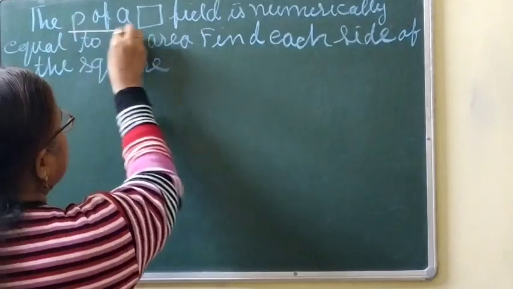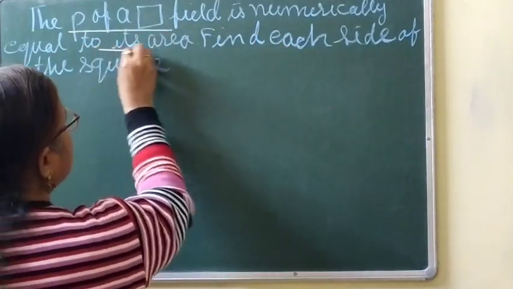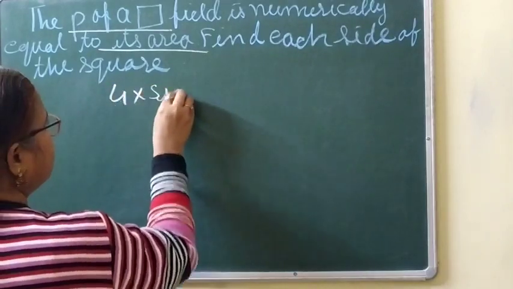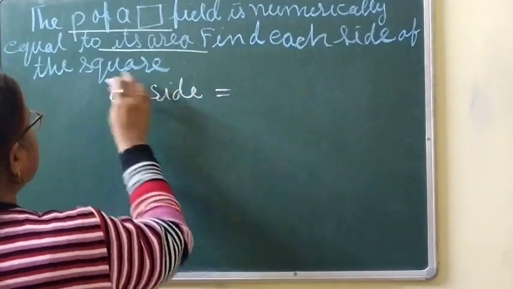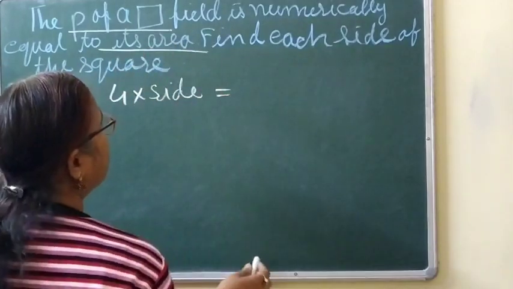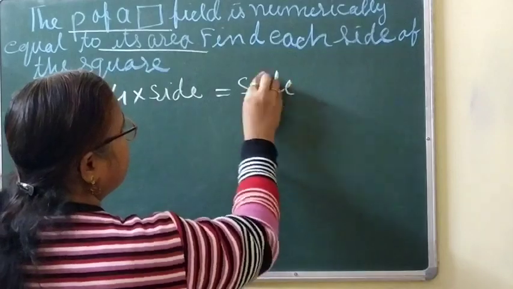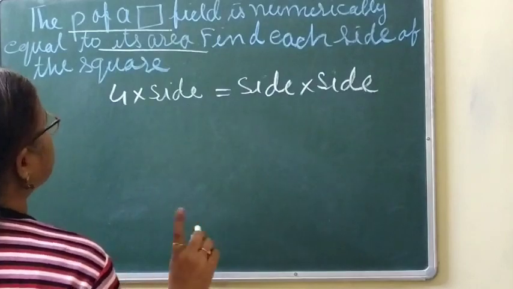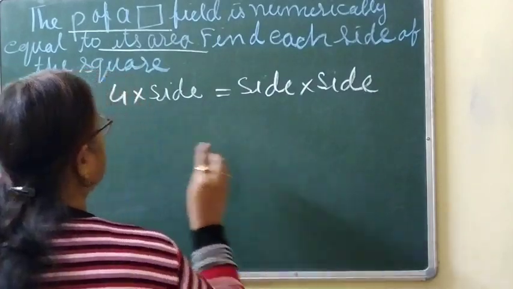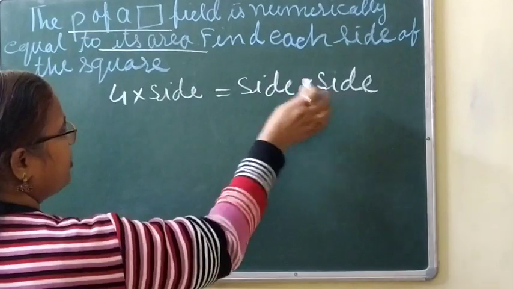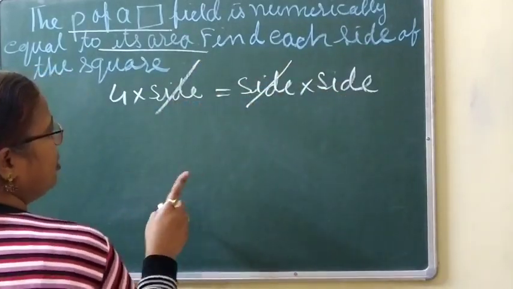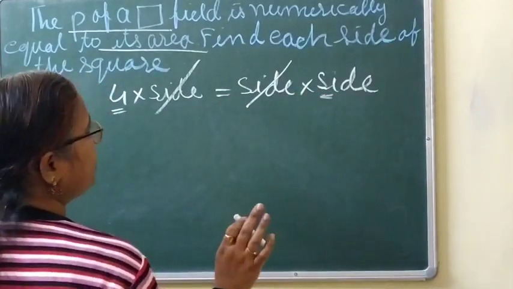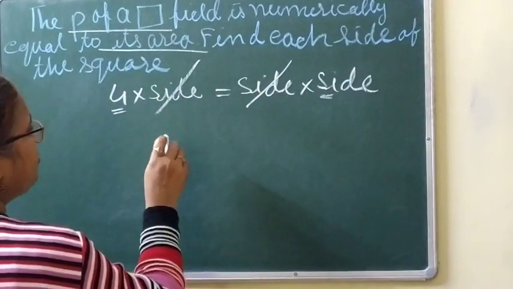So what is the perimeter of a square, and what is the area of a square? Perimeter of a square is 4 into side, and this is equal to its area. Area of a square is side into side. Okay, we have to find the side of the square. So according to the question we will write this first. Now this and this we can cancel. Clear? So what is left? 4 is equal to side.